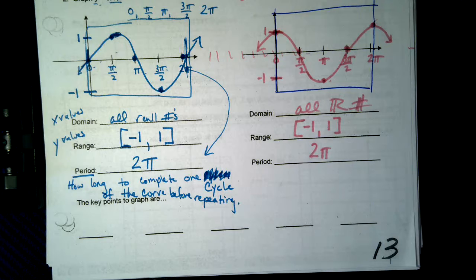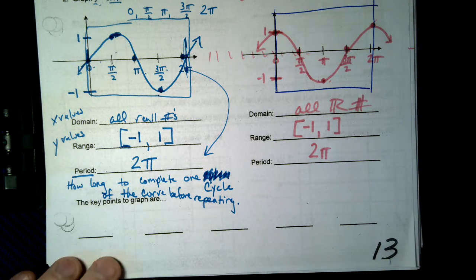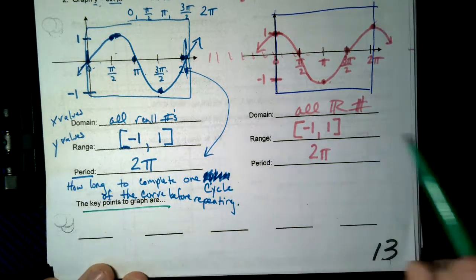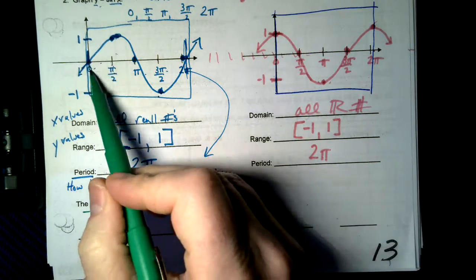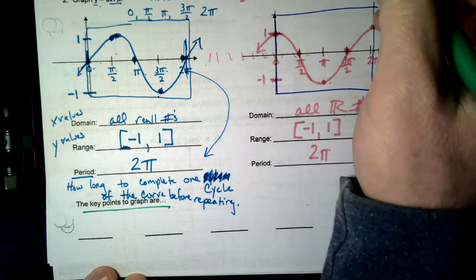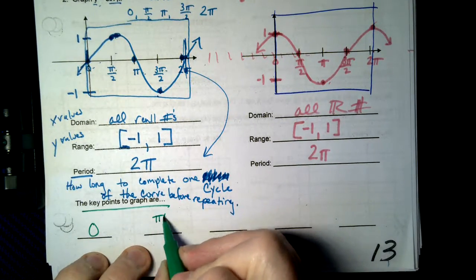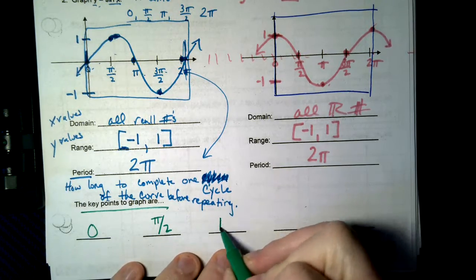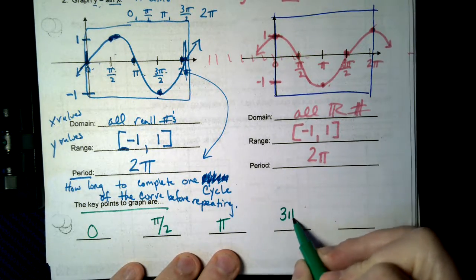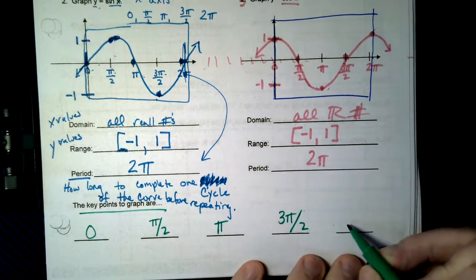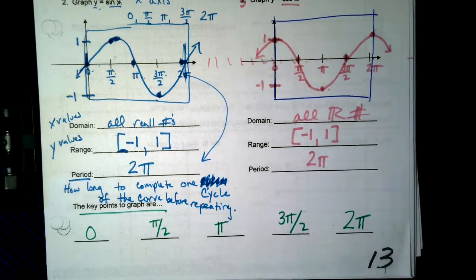Now, when we're doing all this, these are some key points that we got to keep in mind. The key points for this graph are these 5 angles going around, repeating: 0, then pi over 2, and then pi, and then 3 pi over 2, and then it ends at 2 pi. And that's the key points when we start to shift this stuff around and move it.